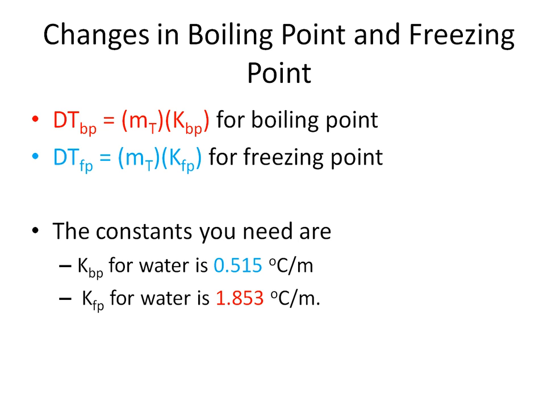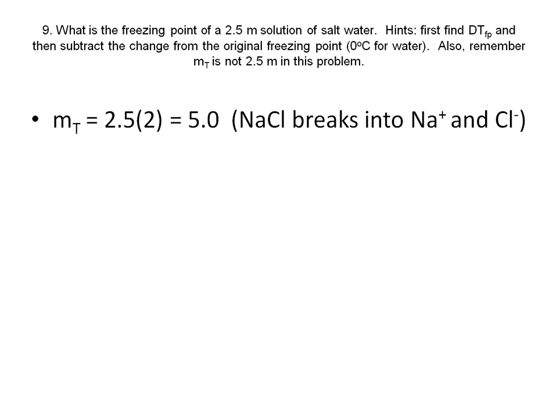So these are the equations we need for boiling point and freezing point. For boiling point, it's m times the constant for boiling point, and for freezing point, it's m times the constant for freezing point. So those are 0.515 and 1.853 respectively.